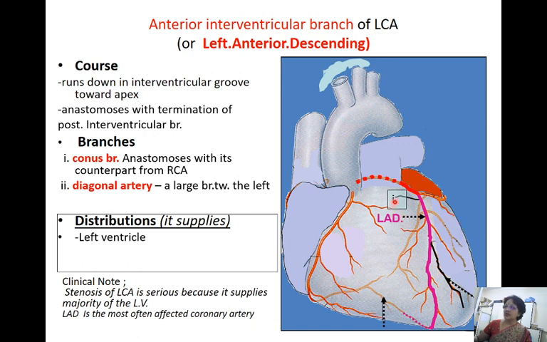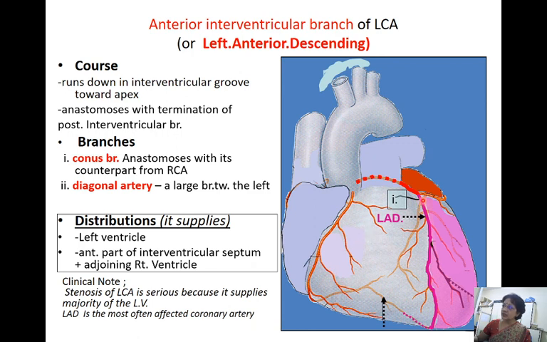Two named branches: the conus branch and the diagonal branch, and its termination, which forms the apex. Plus, it's giving a whole lot of other branches which span over the whole muscle of the left ventricle, up to the apex of the heart. So, its area of distribution. That's another way of asking the same question: what is the area of distribution of this artery? The area is obviously the whole left ventricle. We already looked at that.